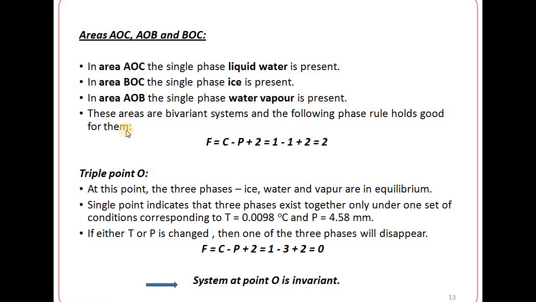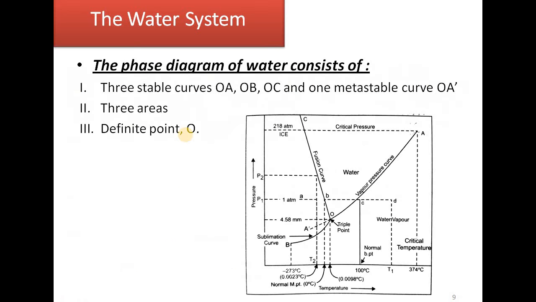Now what about areas and the triple point? Area AOC, AOB and BOC. Area AOC represents the single phase liquid water. Area BOC represents the single phase ice, and area AOB represents the single phase water vapor. We have already seen this in the diagrams. AOC is water, AOB is water vapor, and BOC represents ice.